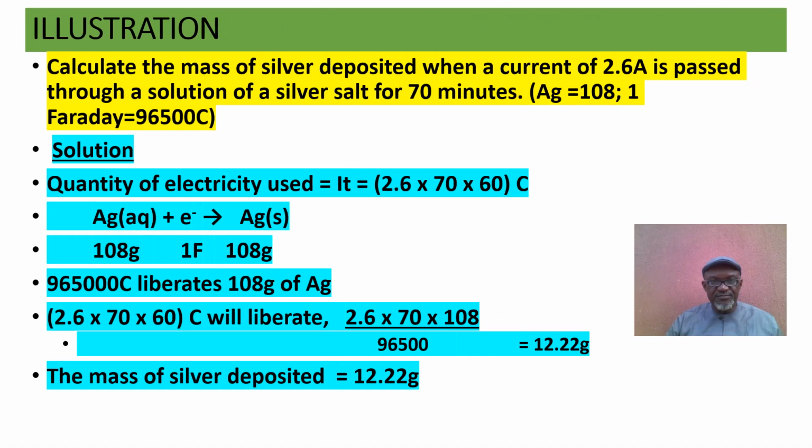An illustration to calculate the mass of silver deposited when a current of 2.6 amperes is passed through a solution of silver salt for 70 minutes. You can see that it's a very simple one: quantity of electricity is current times time. That's what you have there. Then the equation is there. The weight of silver, 1 Faraday, that's 1 mole of electrons, is passed. And we do the calculation and arrive at 12.22 grams of silver deposited.